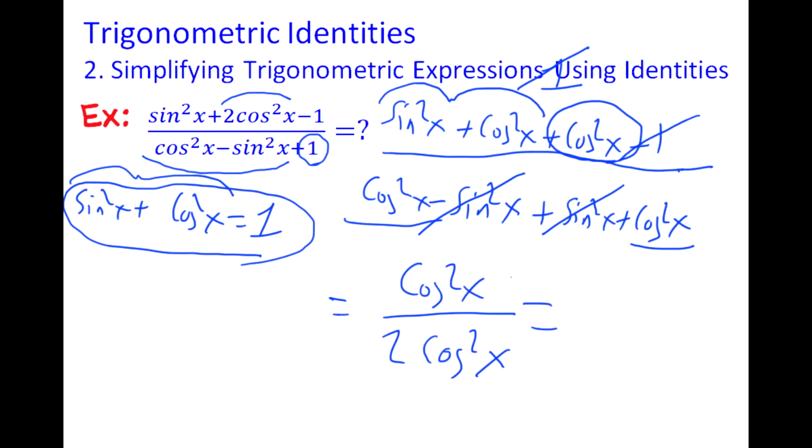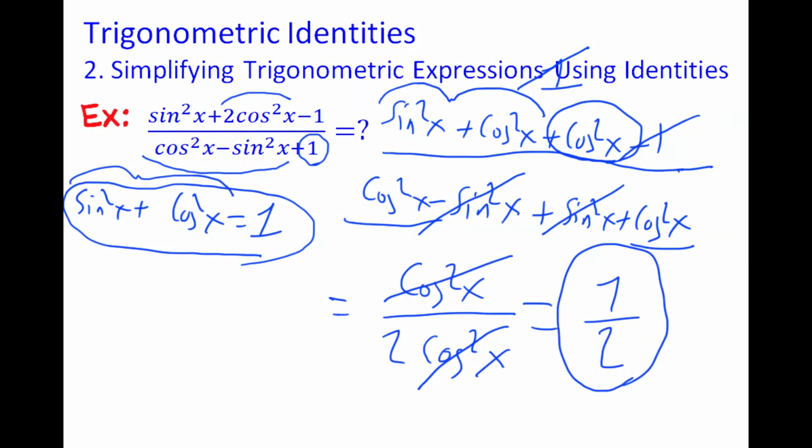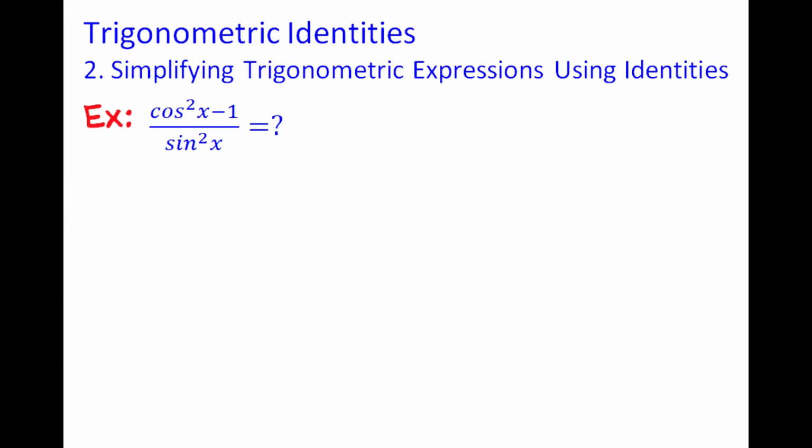And in the next step, I have cosine square x in the numerator. I have cosine square x in the denominator, so we can just cross them out, and the leftover is 1 divided by 2, guys. So in this question, the answer is 1 divided by 2. And our next question is this, guys.